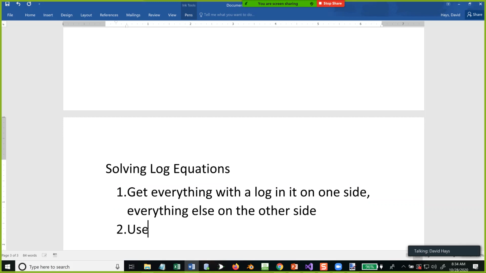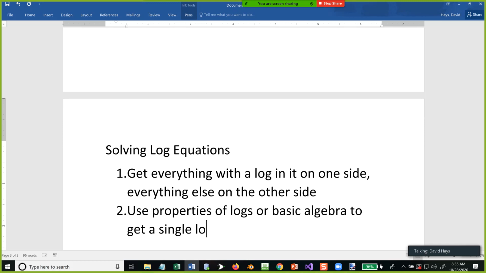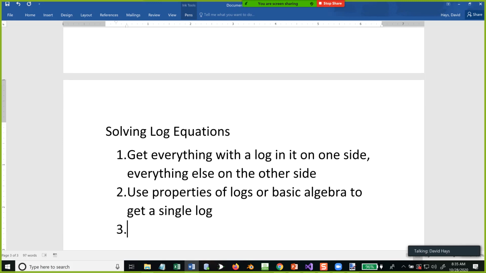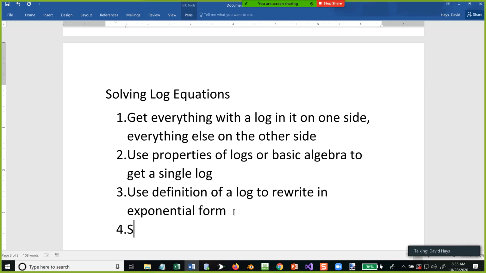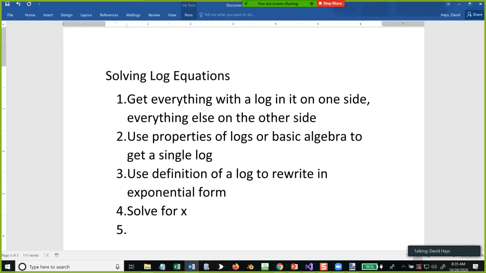Step 2, use properties of logs or basic algebra to get a single log. When it's all said and done, we simply want to say log of something. Nothing in front of it, nothing after it. Step 3, use definition of a log to rewrite in exponential form. Step 4, solve for x. And step 5, semi-check your answer.